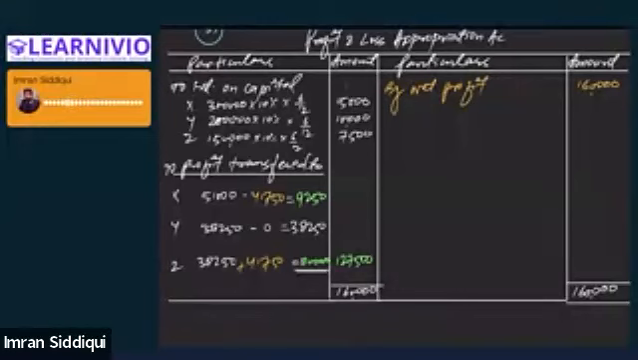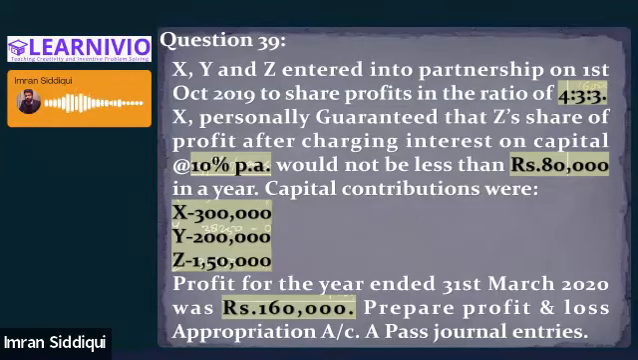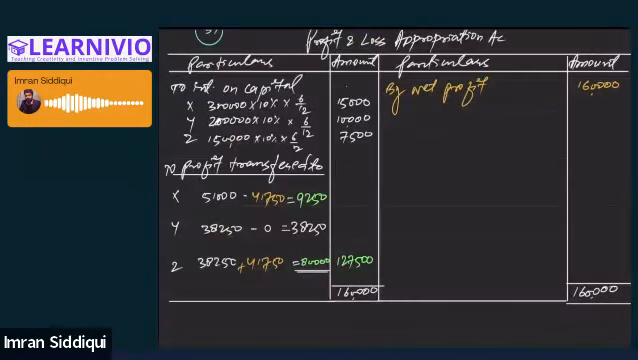Here the guaranteed profit value is given as 80,000. So this is for 1 year, right? It's given in a year. Here the partnership started from October, right? So won't it be divided, I mean 6 by 12? Yeah, I think it should be divided by 2. Let me read the question again. I just ignored the year part. Okay, it says not less than 80,000 in a year. In that case, the guaranteed profit will only be 40,000.